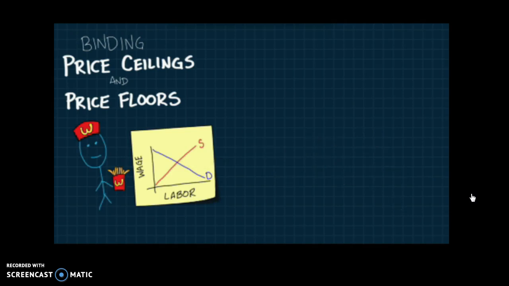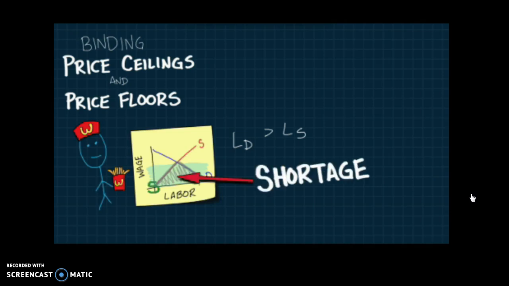Well, consider what happens when the wage rate is less than the equilibrium wage. In this case, firms demand more labor than workers are actually willing to supply. In other words, the quantity of labor demanded is greater than the quantity of labor supplied, so there's a shortage of labor. This shortage puts upward pressure on wages until quantity demanded equals quantity supplied.